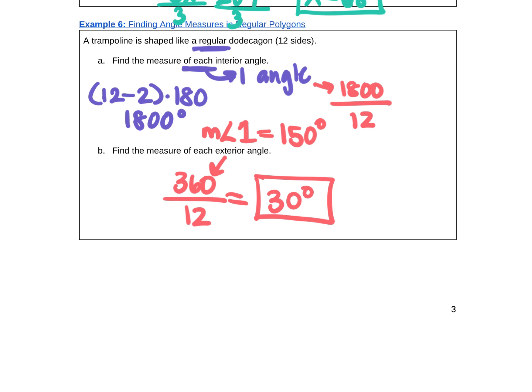So that's it. Just be aware of the word each. Each tells you you've got to do the division.